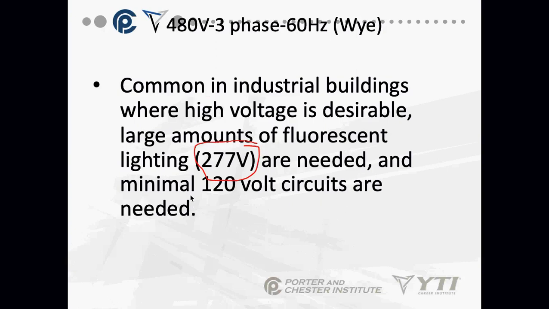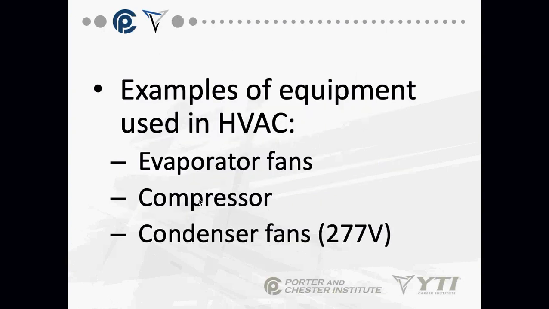Now, in large industrial buildings, like factory environments, I don't need a ton of 120 volt circuits, because we don't have a lot of computer equipment or low voltage equipment. Might have a plug here and there for a time clock, coffee maker, radio, something like that, but we don't have a lot of 120 volt circuits. 480 volt three-phase is made available in industrial applications.